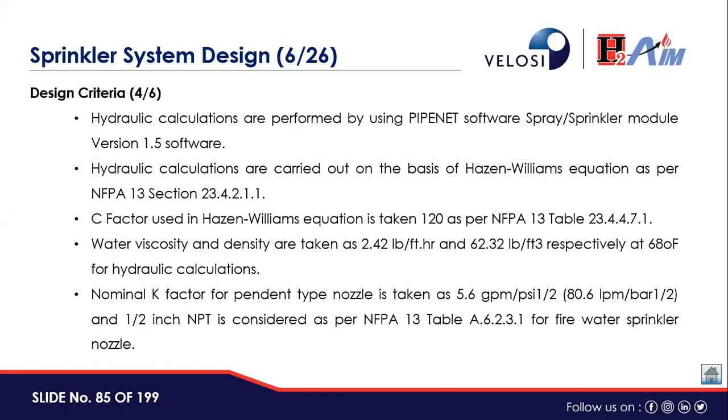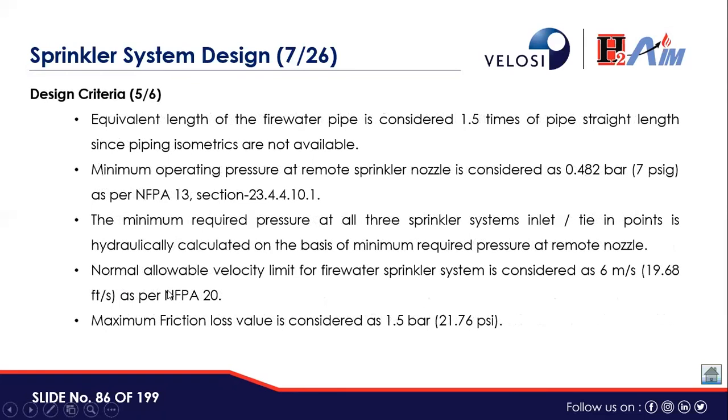Nominal K factor for the pendant type nozzle is taken as 5.6 GPM per PSI, or half-inch NPT, as per NFPA 13 table for Firewater sprinkler nozzle. The equivalent length of Firewater pipe is considered as 1.5 times the pipe's straight length, since piping isometrics are not available at that stage. Minimum operating pressure at remote sprinkler nozzle is considered as 0.482 bar as per NFPA 13 section.